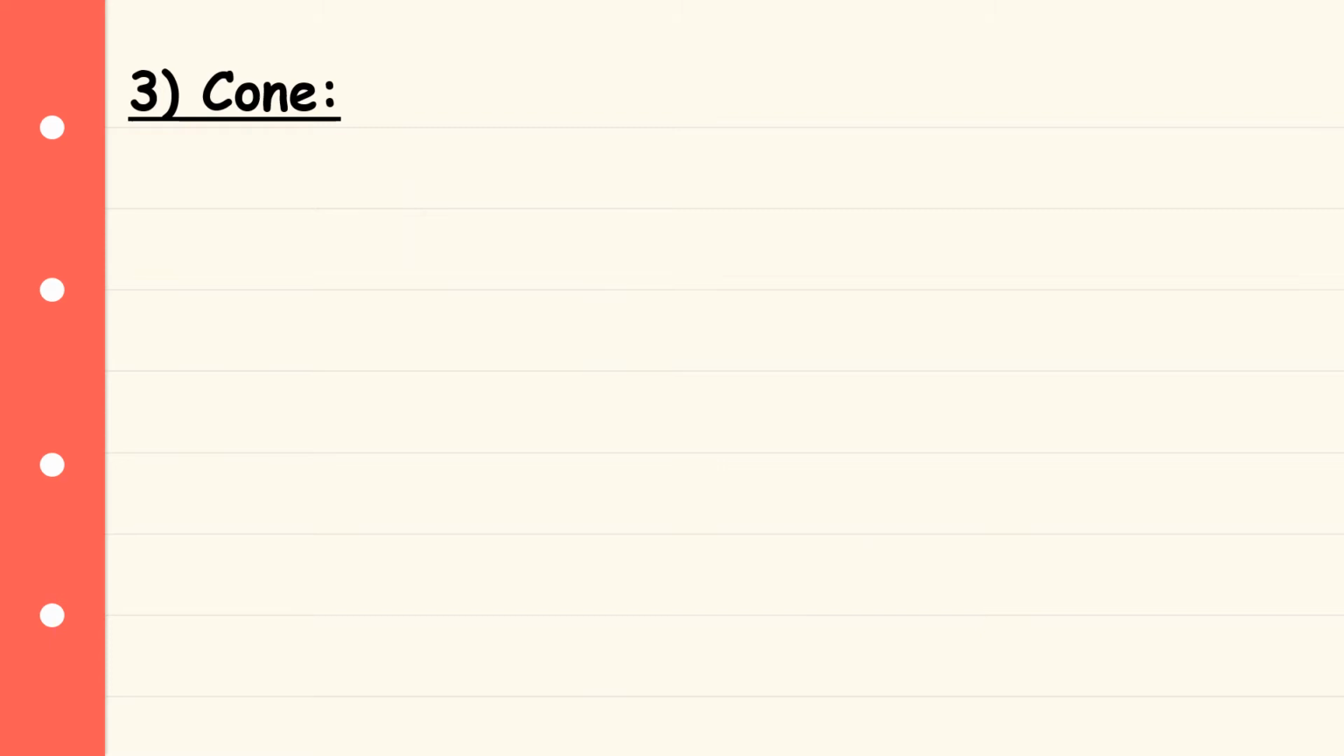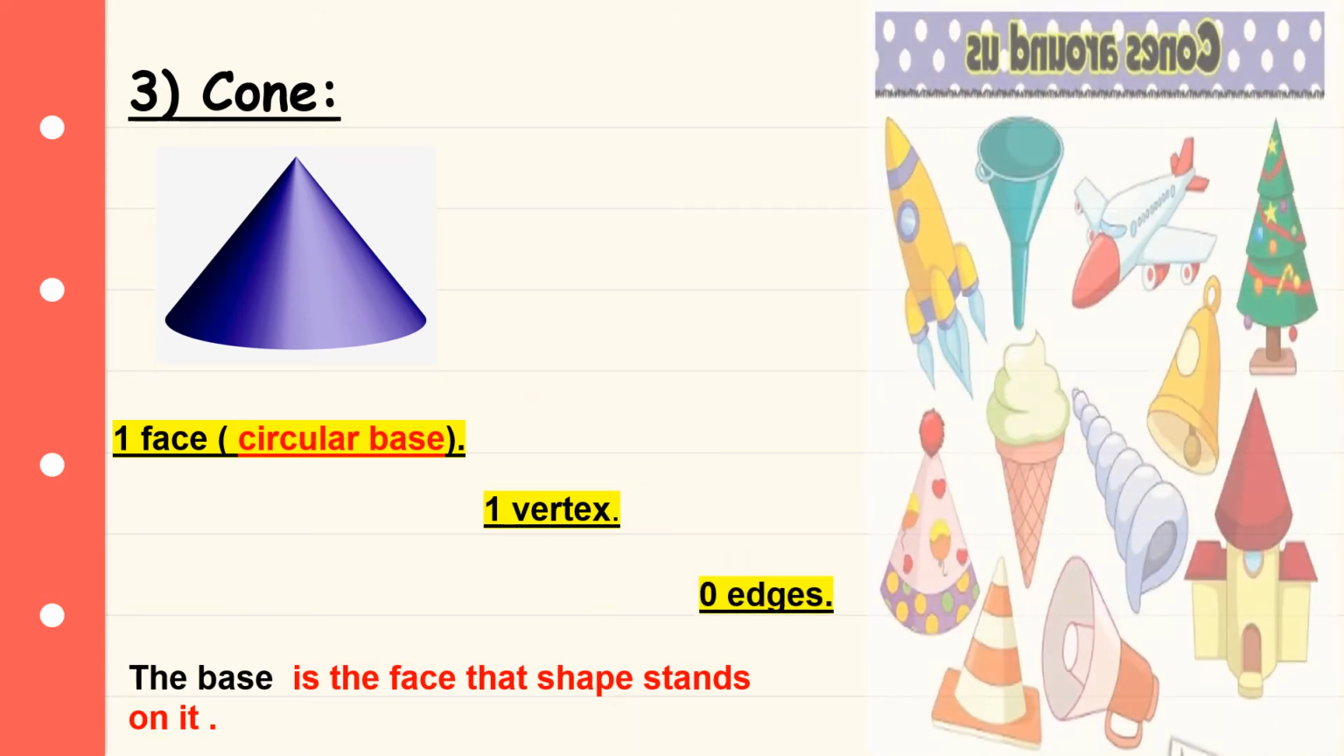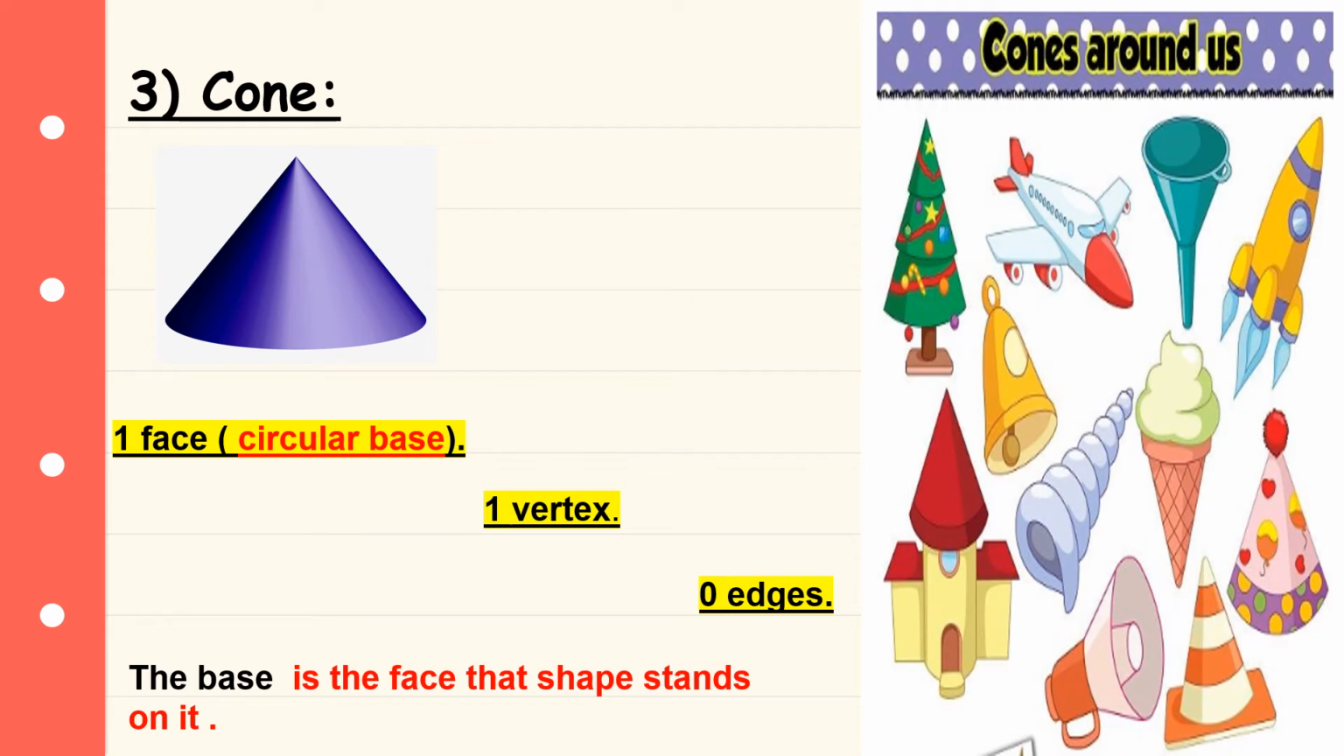Third shape, we call it cone. How many faces in the cone? It has 1 face, a circular base. What is the meaning of base? The base is the face that the shape stands on. How many vertices? It has 1 vertex. And how many edges? 0 edges. We can find cone in our real life like the Christmas tree, the bell, and the ice cream cone also.